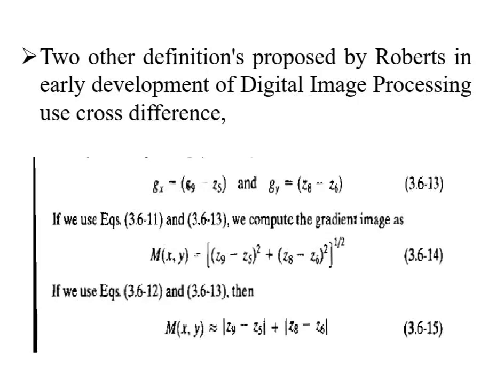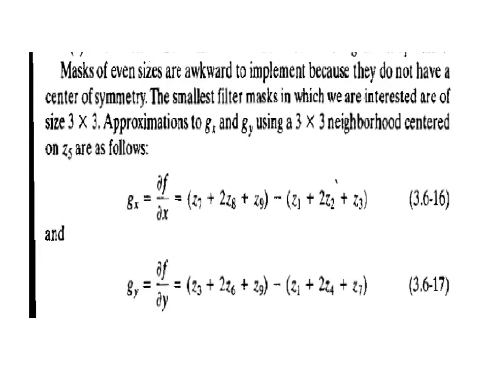The partial derivative terms needed in the equations Gx equal to Z9 minus Z5 and Gy equal to Z8 minus Z6 can be implemented using the two linear filter masks in figure B and C. These masks are referred to as the Roberts cross gradient operator. Masks of even sizes are awkward to implement because they do not have a center of symmetry. The smallest filter masks in which we are interested are of size 3 by 3.